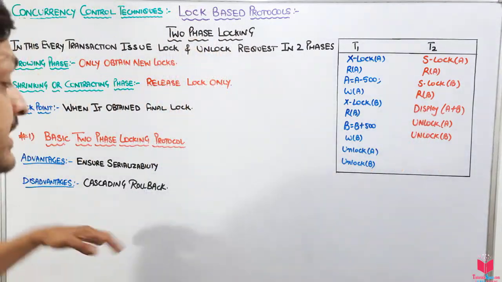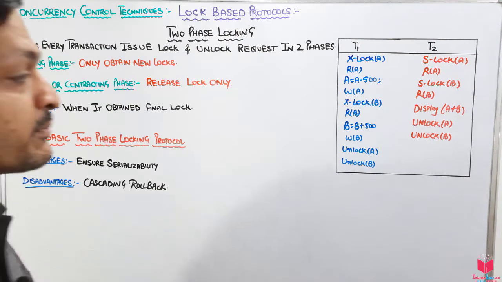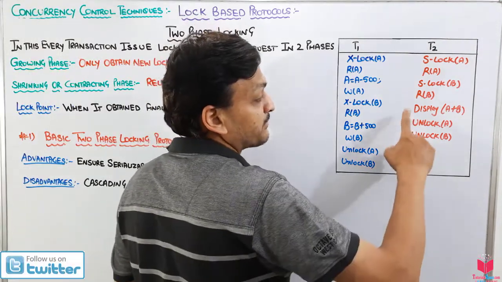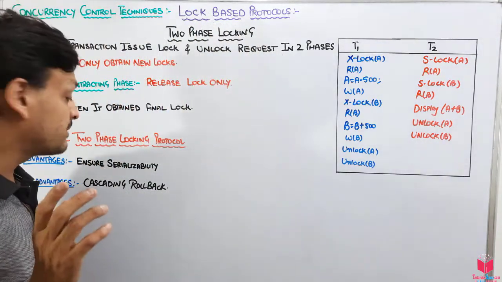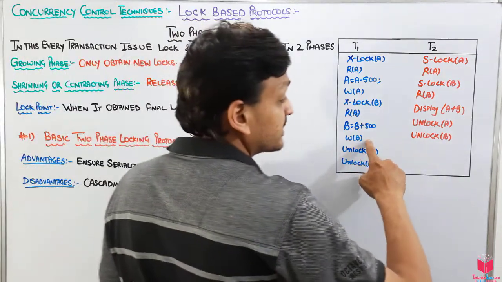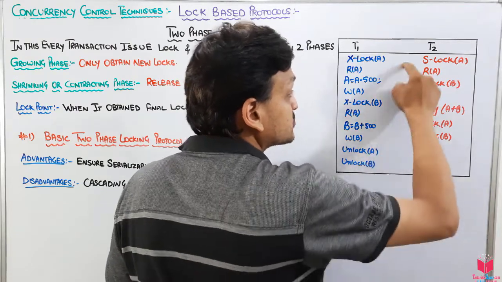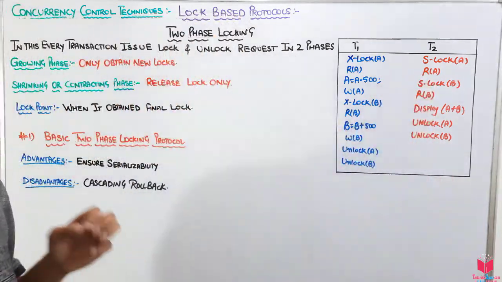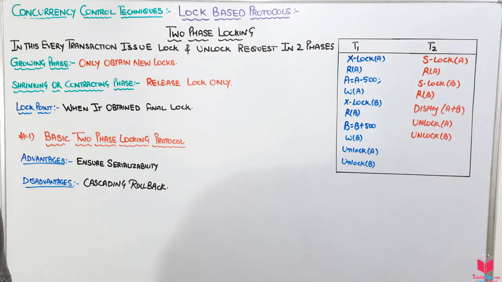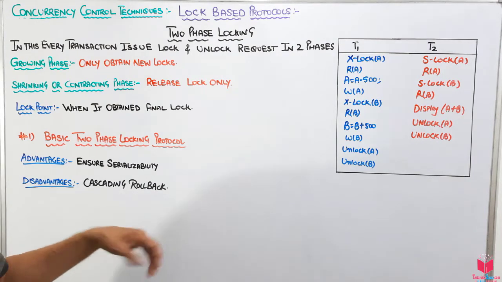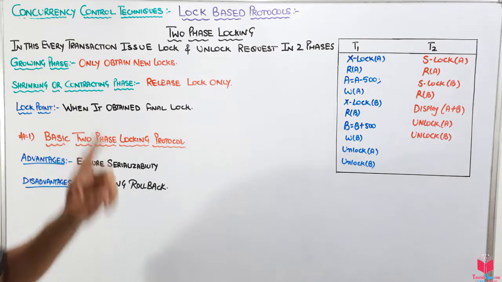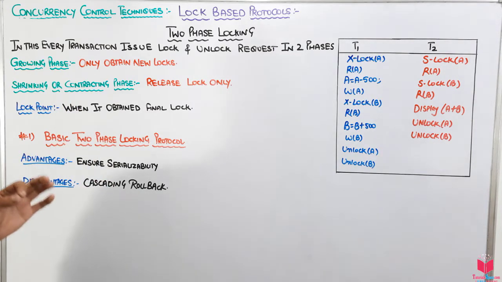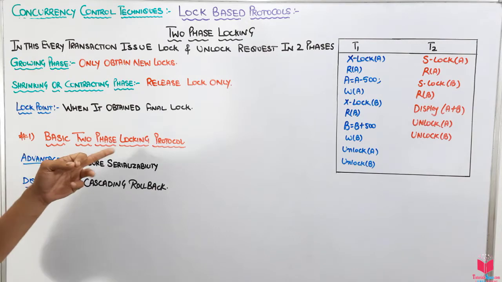But the problem is sometimes deadlock and cascading rollback, because suppose it is reading this updated value. There may be a problem that if a failure comes in, it has to roll back, and this has to roll back as well, because we are not committing any transaction here. So the problem of cascading rollback comes here. So we will use the second type of two-phase locking protocol, which is the strict two-phase locking protocol.